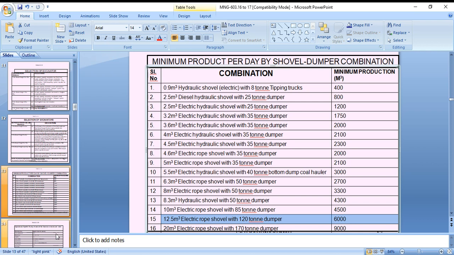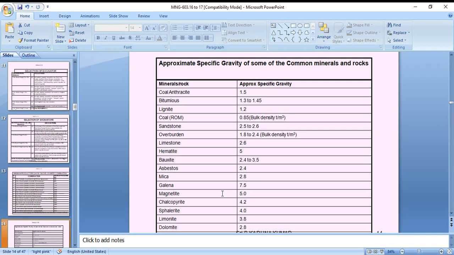Now coming to the next topic: mineral, rock and approximate specific gravity. Generally, these are the influencing factors for the calculation of bucket capacity and dumper capacity for a given tonnage. Some minerals have low specific gravity, so more quantity can be expected, but the volume is more. In such a case, you can't move more quantity. So we have to know the specific gravity of each mineral. I am showing it here. Coal is 1.5. Bituminous coal is 1.3 to 1.45. Lignite is 1.2.